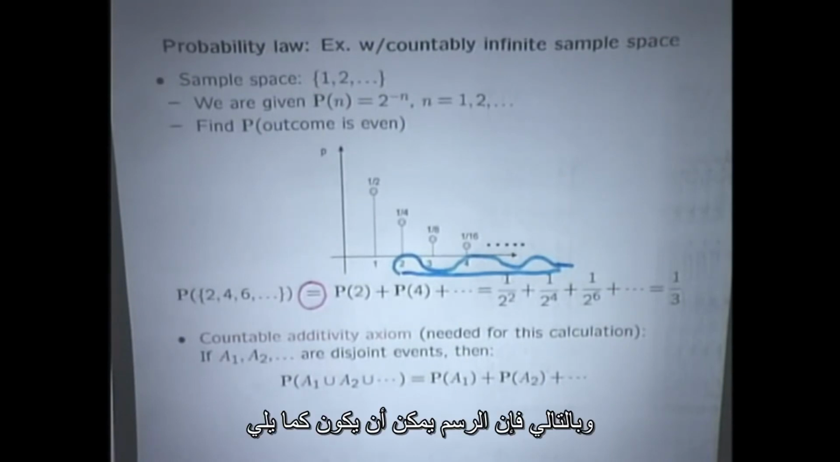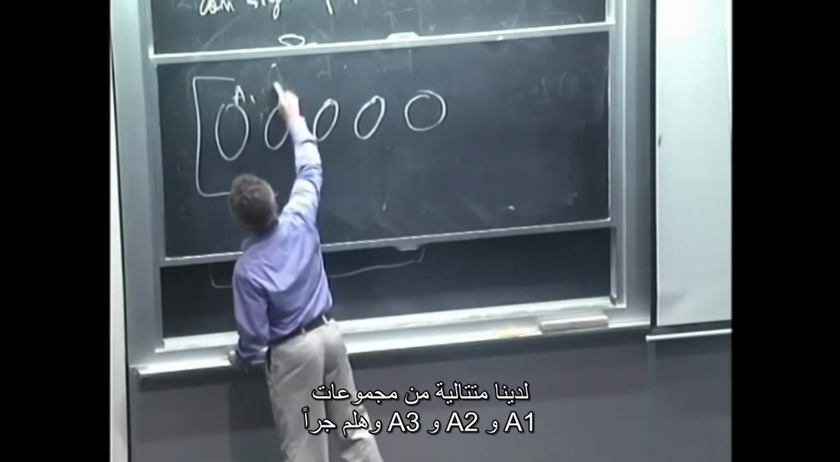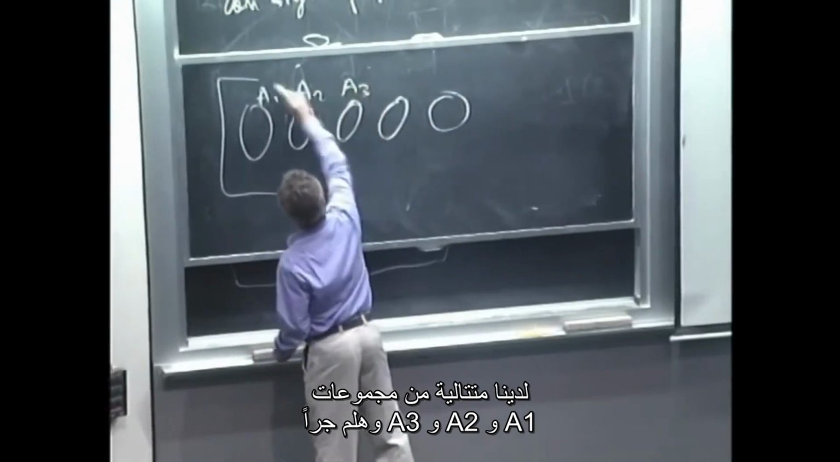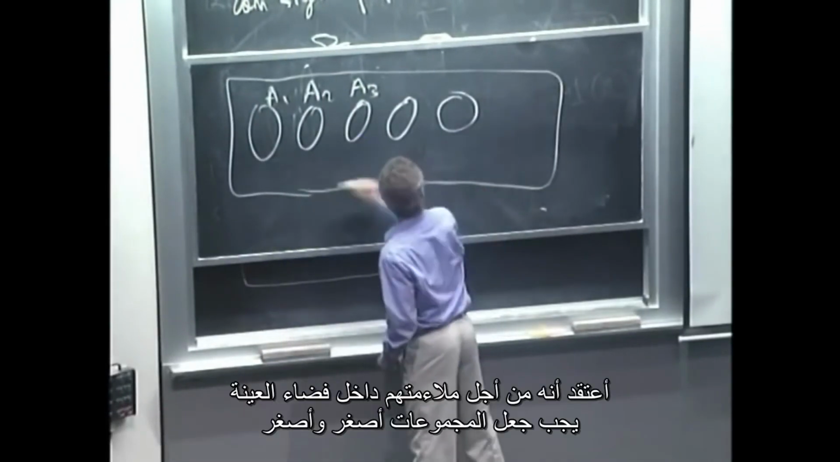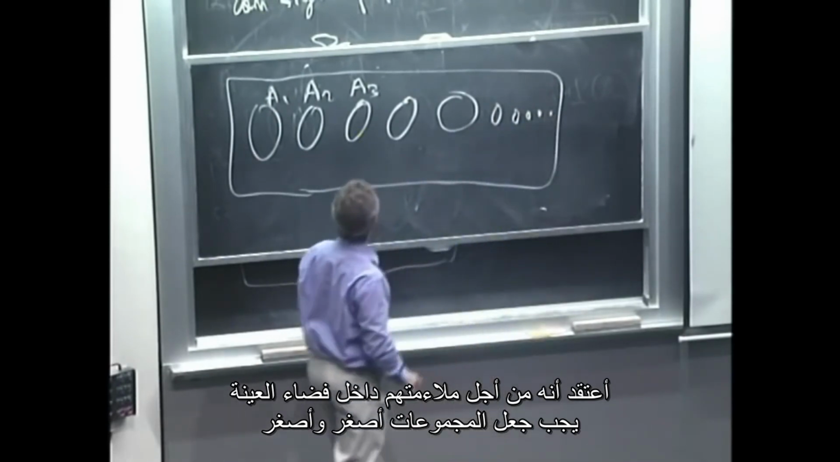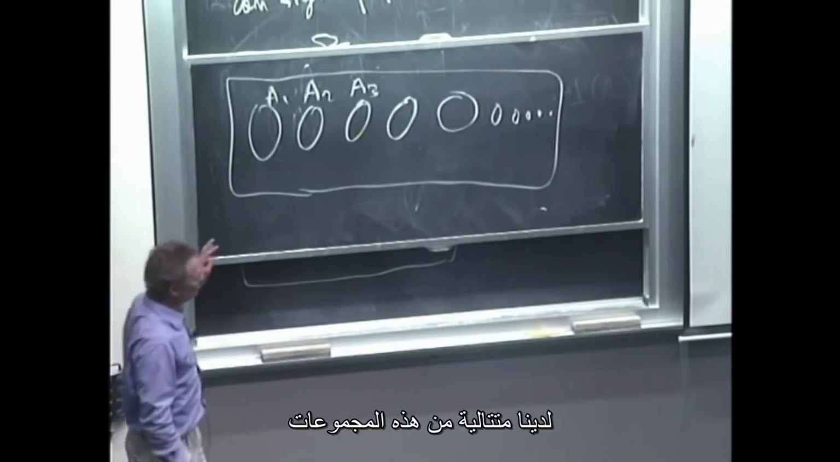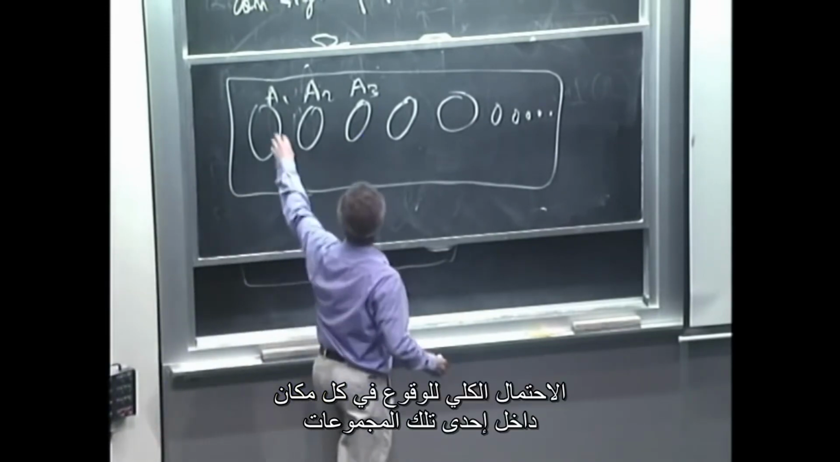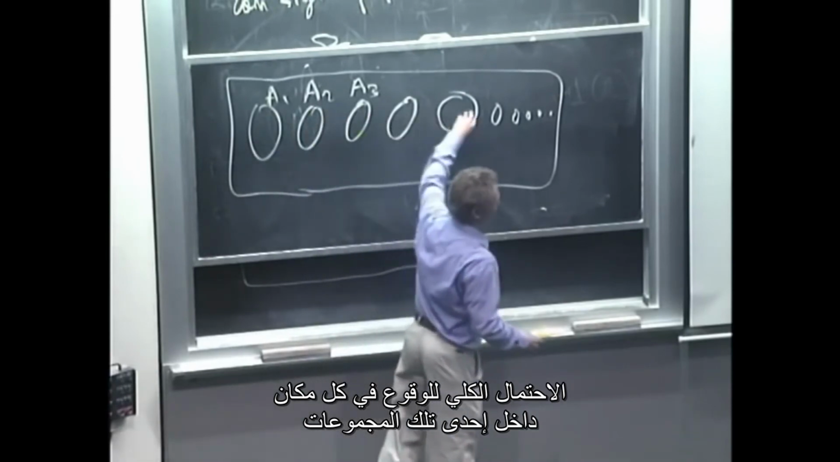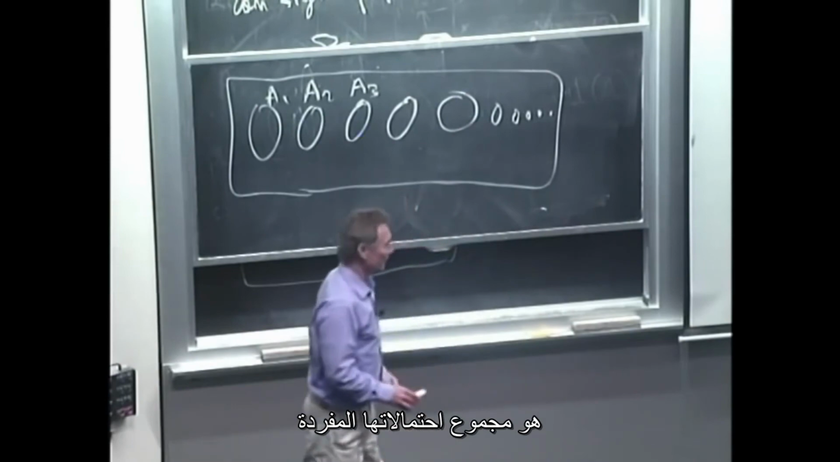So the picture might be as follows. We have a sequence of sets, A1, A2, A3, and so on. I guess in order to fit them inside the sample space, the sets need to get smaller and smaller, perhaps. They are disjoint. We have a sequence of such sets. The total probability of falling anywhere inside one of those sets is the sum of their individual probabilities.